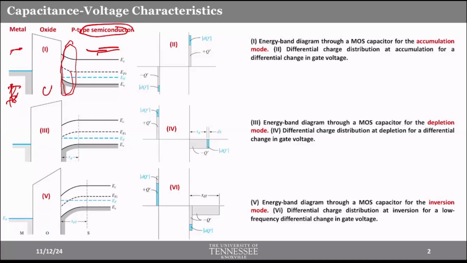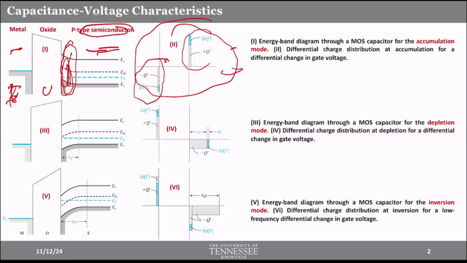I don't know if the guys behind can see my screen clearly. So this is the accumulation region, and a lot of holes gather here. If we look at the charge distribution in the right figure, you will see negative charge in this region and positive charge in this region. Why? Because we are applying a negative voltage at the gate terminal, and due to this, positive holes are attracted here, right?